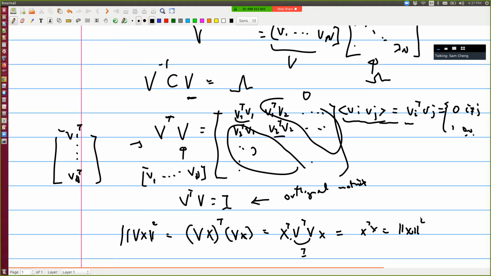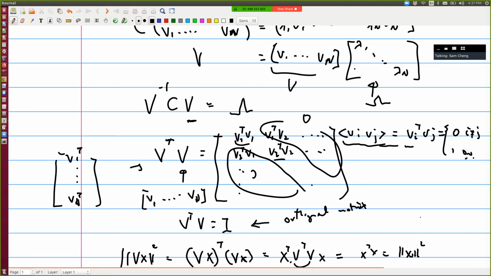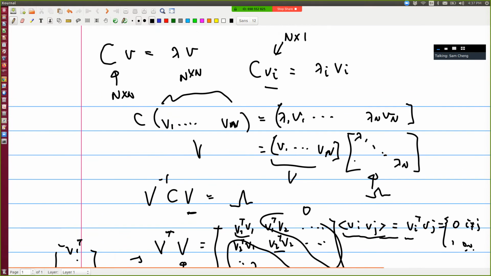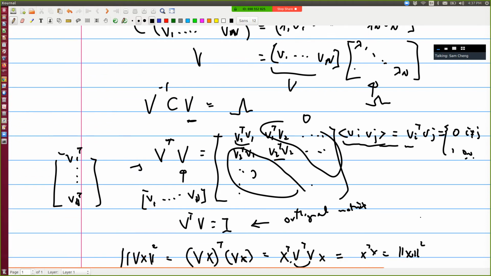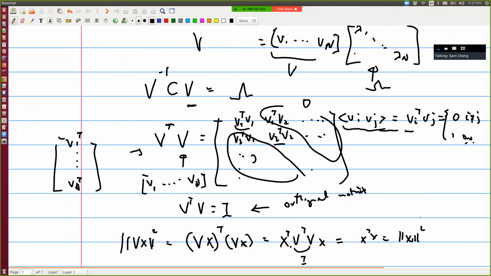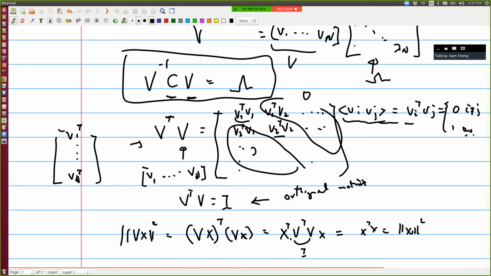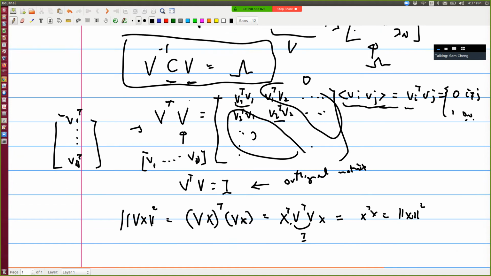Okay, now I said C, right? What is C that I'm actually interested in? What I'm interested in is, if I have some random variables. So I have our space here. This is the main thing, right? If I have a symmetric matrix, I can diagonalize it with this V, and V is just the eigenvectors.